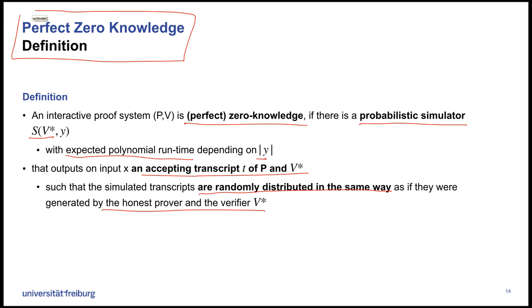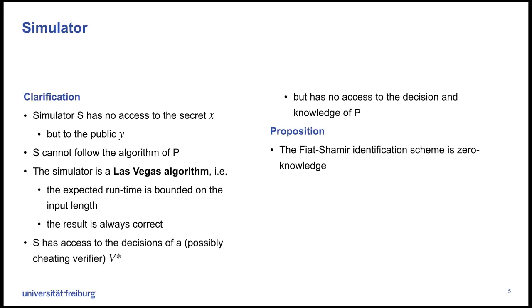Or maybe there are. Which kind of problems? What can you prove with perfect zero knowledge? Because you could actually fake the communication coming up. Now, what is a simulator? The simulator has no access to the secret X, so it doesn't have anything, and it cannot follow the algorithm of P because it doesn't have access to the secret. So the simulator has to do something else.